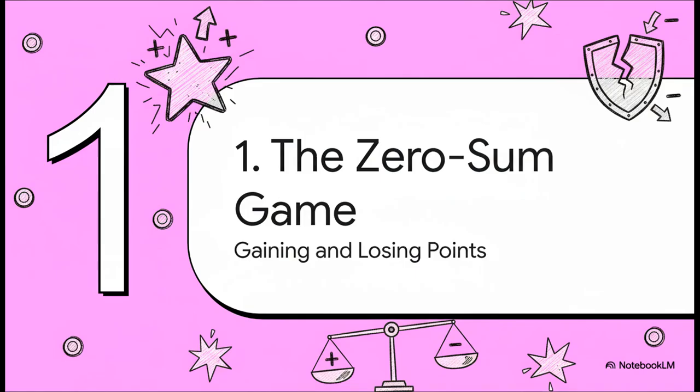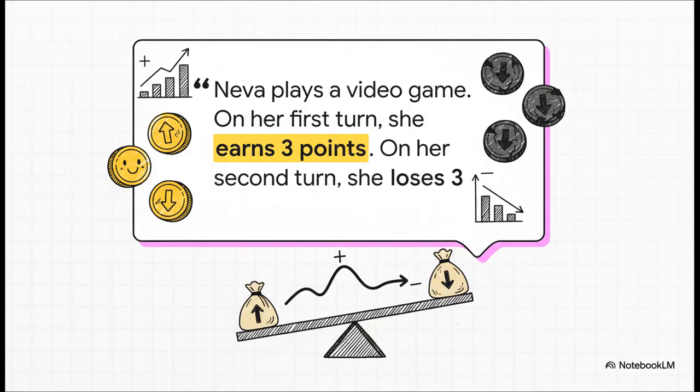Okay, first up, the zero-sum game. Just imagine a really simple game where it's not just about gaining points. You can lose them too. So here's our story. Neva's playing a game. She scores 3 points. Awesome. But then, on her very next turn, she loses 3 points. Now, we all know intuitively that she's right back where she started, at 0. But the real question is, how do we write that down using math?